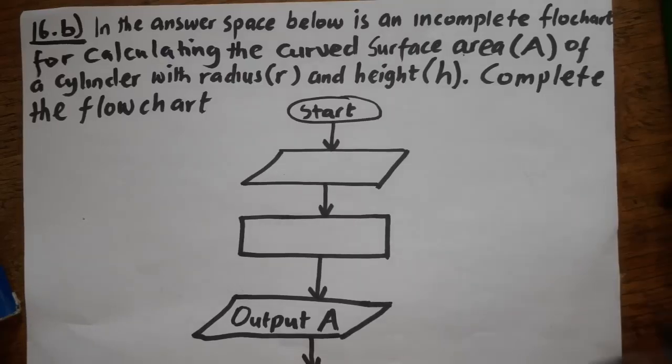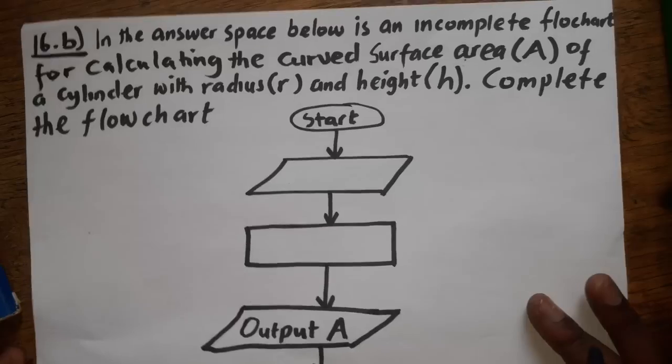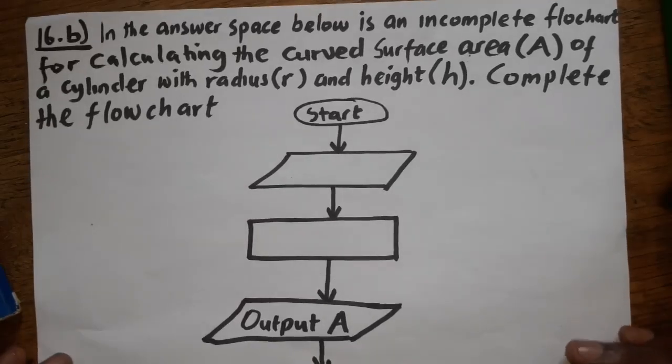Gatuya gumbele. Okay, so we are on question 16b now. Very simple question. In the answer space below is an incomplete flowchart for calculating the curved surface area of a cylinder, with radius r and height h. Complete the flowchart. Very good.